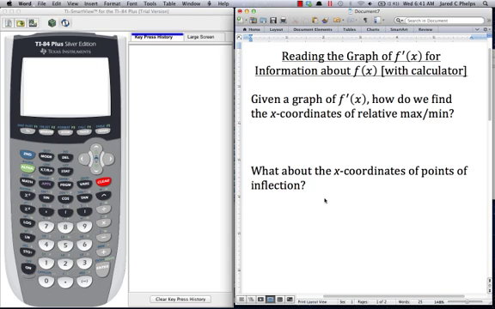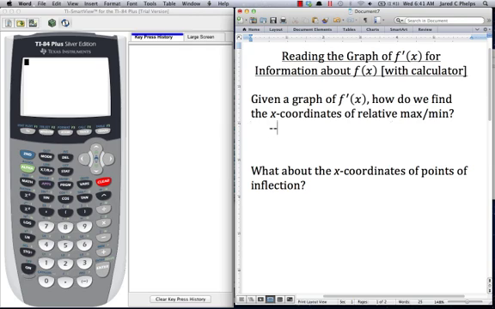On each of our assignments, we've had problems where we've done this, but we've been given a graph or we've done the problems analytically by hand. We haven't done a lot with a calculator. So just as a quick review, if you are given the graph of a derivative, how do we find the x-coordinates of relative maxes and mins?